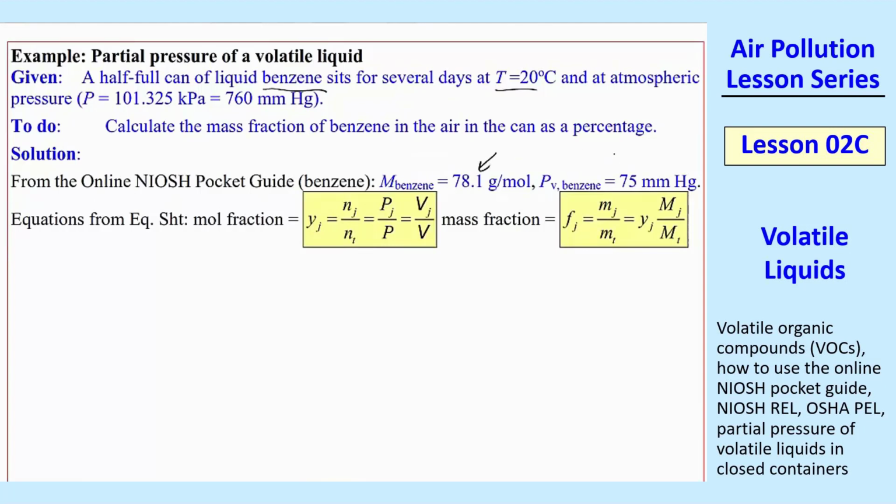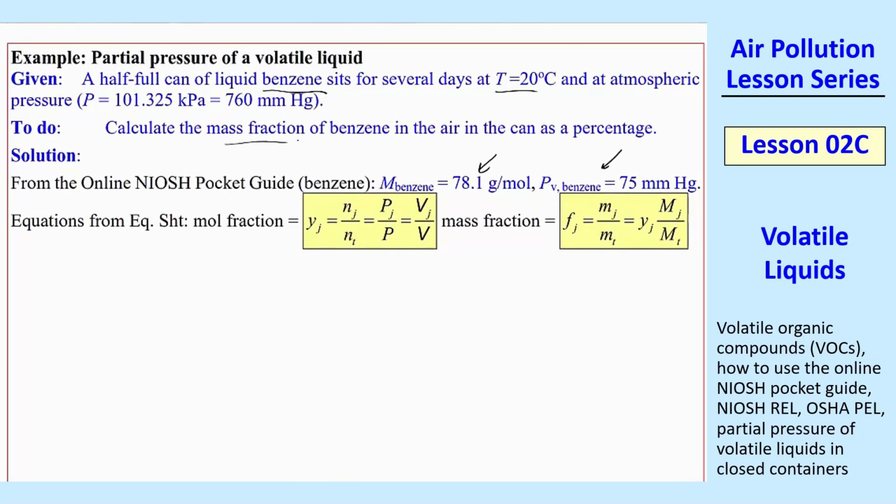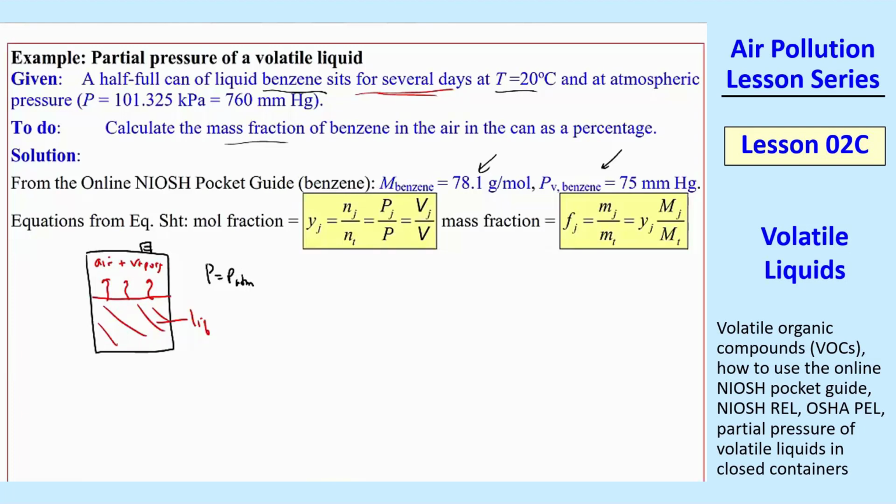So we have the molecular weight of benzene and the vapor pressure of benzene, and the equations that are appropriate are given here. I want to calculate the mass fraction of benzene in the air in the can as a percentage. Okay, so let's set this up. We have this can, and here's the lid that's put on there and sealed tightly. Here's the benzene that's half full. So this is the liquid. And then again, as we discussed, the liquid will evaporate until you saturate. When you see a phrase like sitting for several days, you know that it's had enough time to saturate. The pressure outside is atmospheric, but the pressure inside is not necessarily atmospheric.